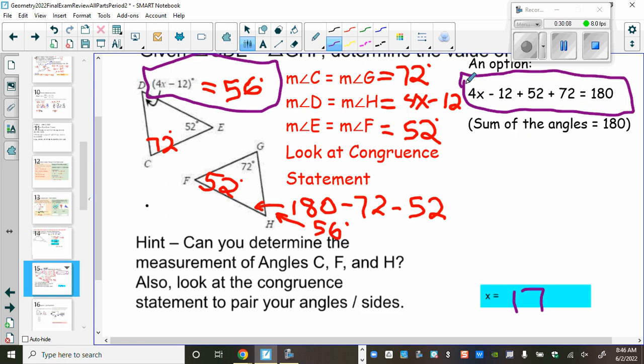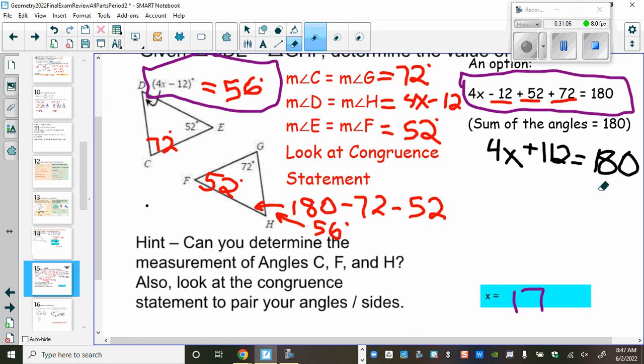Now, if you did it this way, I'm okay with it because the first thing you have to do is combine these three terms right here: negative 12, positive 52, positive 72. If you combine those three integers, how much is that? Check that. Let's check that. So you have negative 12 plus 52 plus 72. 112. Equals 180. Make that one a little more pronounced.